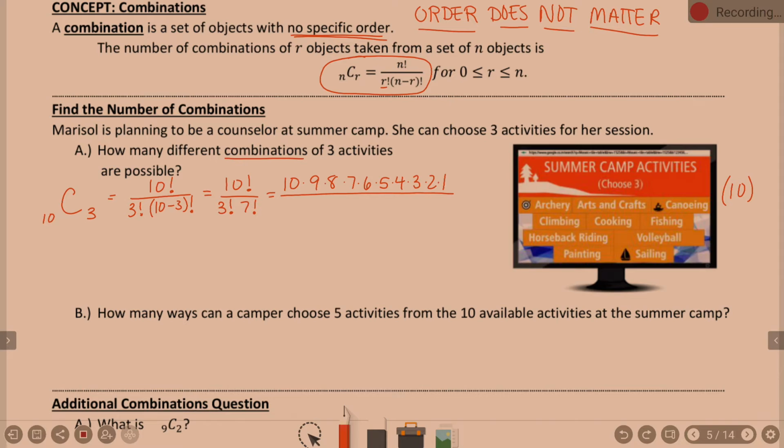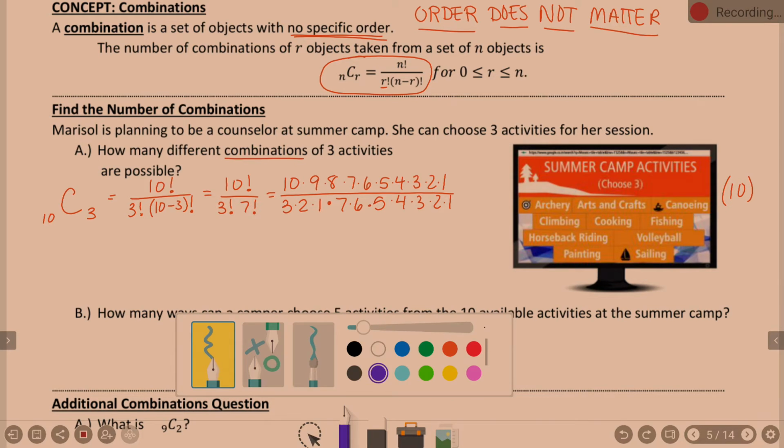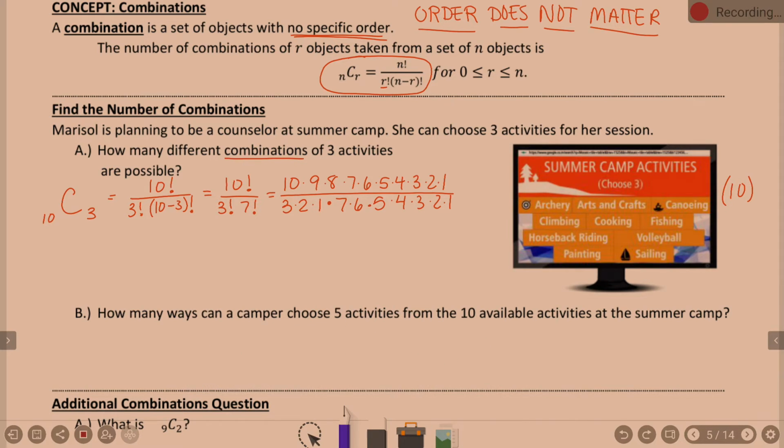What does 3 factorial mean on bottom? 3 times 2 times 1. And what does 7 factorial mean? 7 times 6 times 5 times 4 times 3 times 2 times 1. Okay, what did we learn about canceling yesterday? What can cancel here? 7. The obvious place to get started is 7 through 1 can cancel. What else can cancel?